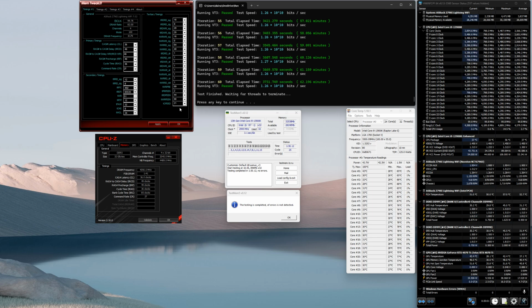I didn't even expect to get this working. I expected 8,000 on A-die, and I was like, 8,200, there's no way. I'm not going to get it done. It's not practical.